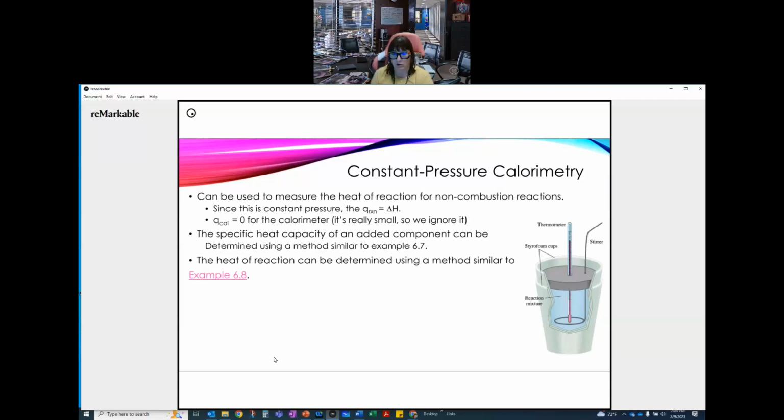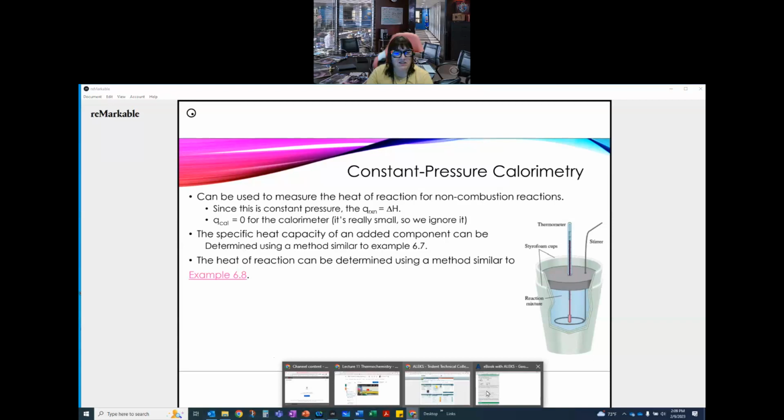Q-cal equals 0 for the calorimeter. It's really small, so we're going to ignore it. These are actually just styrofoam cups that are put inside of each other, and there's a thermometer through it and a stirrer in there, and we look at the reaction mixture that goes on. So the specific heat capacity of an added component can be determined. There's a method in example 6.7, and an example of heat of reaction can be determined using a method similar to example 6.8.